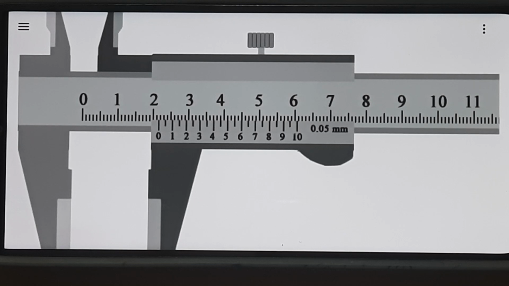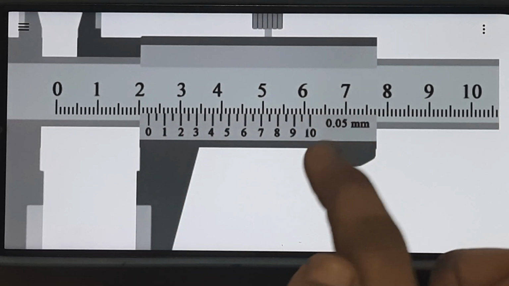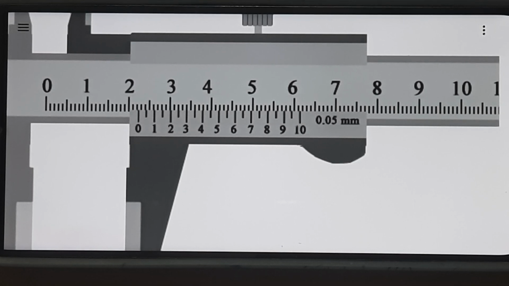Now, how to find Vernier coincidence? To find Vernier coincidence, we should check on the Vernier scale, that is this scale, which consists of very small divisions. Which line on the Vernier scale coincides exactly with the main scale? That will be your Vernier coincidence or Vernier scale division. Either Vernier scale division or Vernier coincidence, both are same.